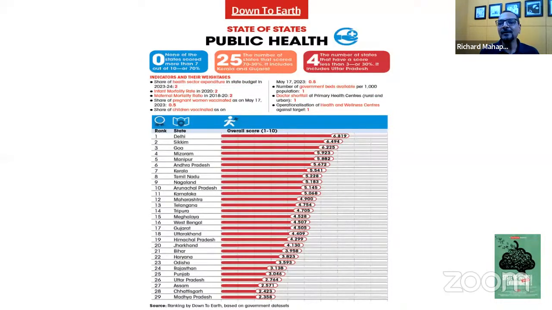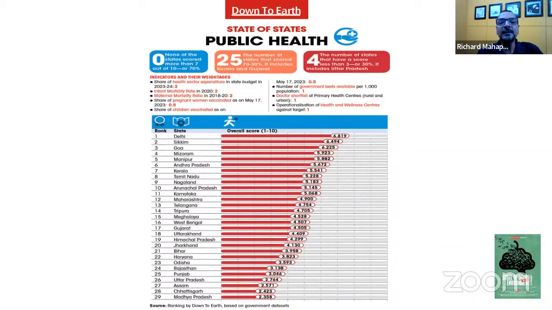Now come to public health. It's a very critical parameter under the theme of environment and development. And the indicators for public health that we have incorporated in this ranking and given weightage: first, share of health sector expenditure. That's the first one that indicates whether a state is actually spending more on health, implying that the state is serious about health. Infant mortality rate. That's very critical for a healthy future. Maternal mortality rate. Share of pregnant women vaccinated, because that overall gives you a sense of the protection for pregnant and lactating mothers.